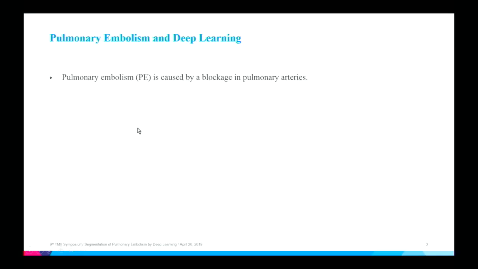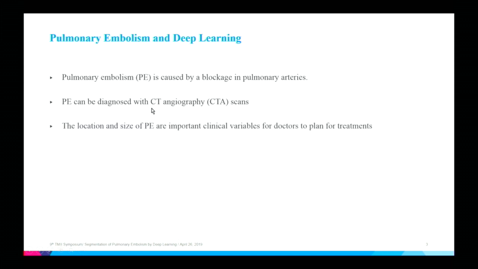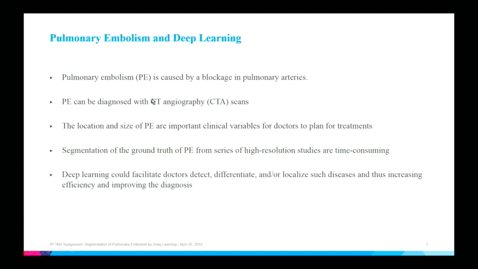As a brief introduction, pulmonary embolism is caused by a blockage in pulmonary arteries, and it can be diagnosed with CT angiography scans. The location and size of the PE are important clinical variables for doctors to plan treatments for patients. But the segmentation of the ground truth of PE from a series of high-resolution studies is very time-consuming. So we hope deep learning could help doctors detect, differentiate, and localize such diseases, thus increasing their efficiency and improving the diagnosis.